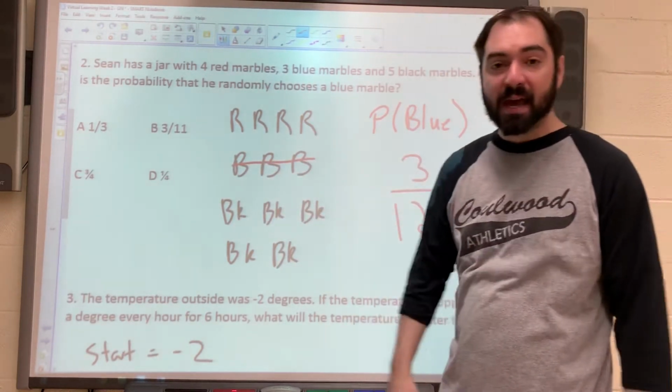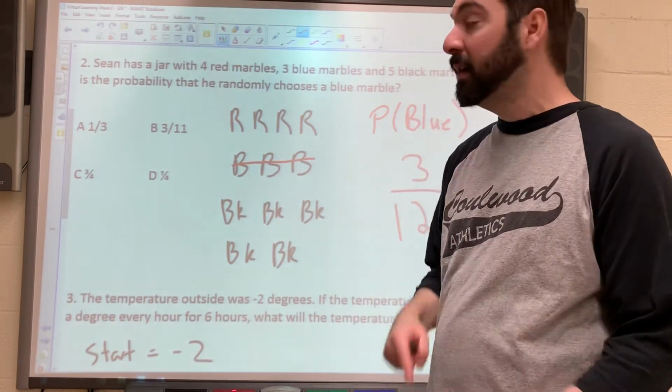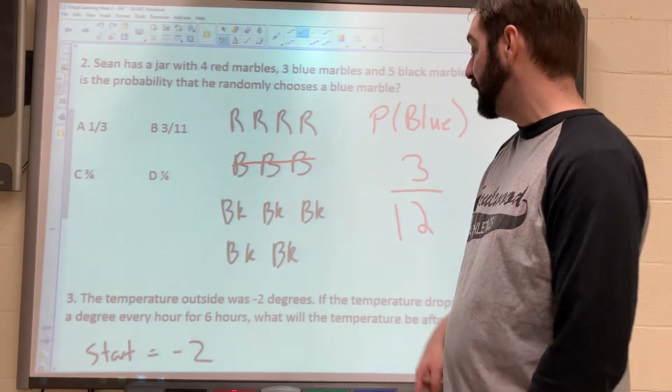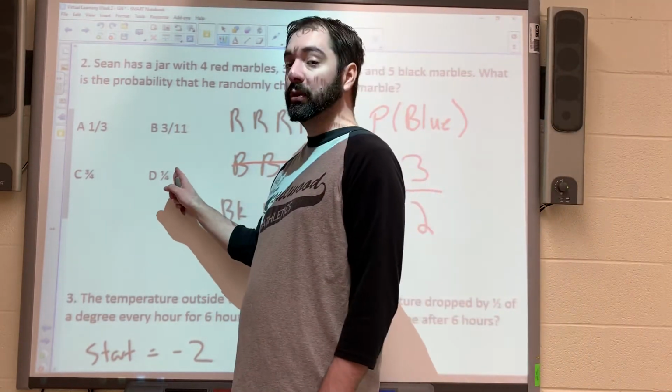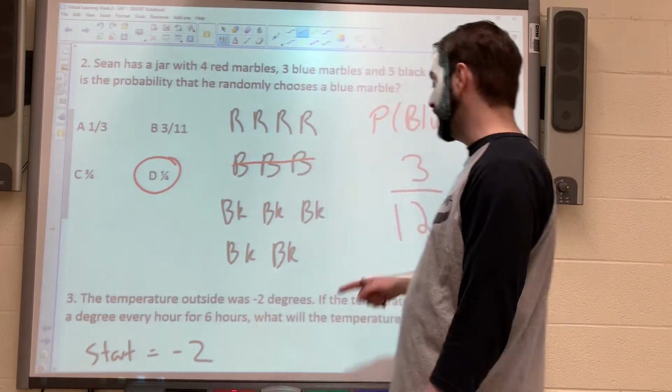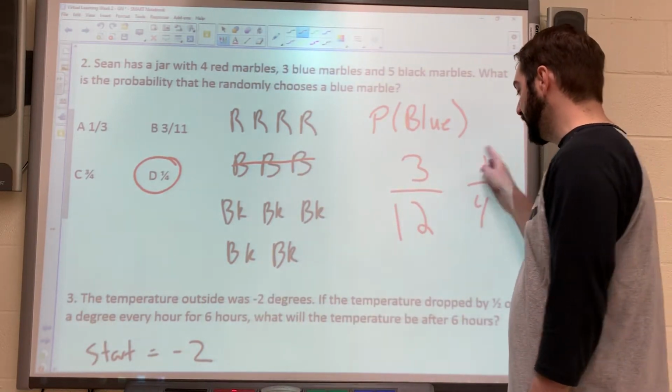But again, I don't panic just because 3 out of 12 is not an answer. I put it in a calculator. I reduce it in my calculator. It's going to reduce down to 1/4. 3 divided by 3 is 1. 12 divided by 3 is 4.